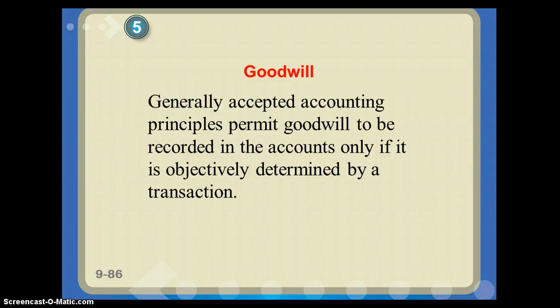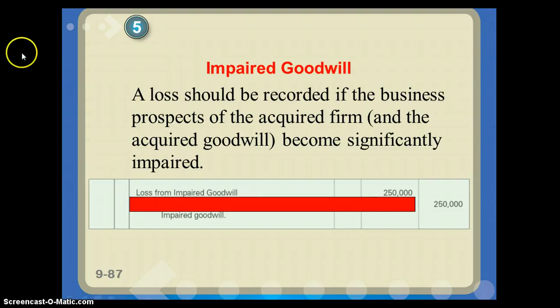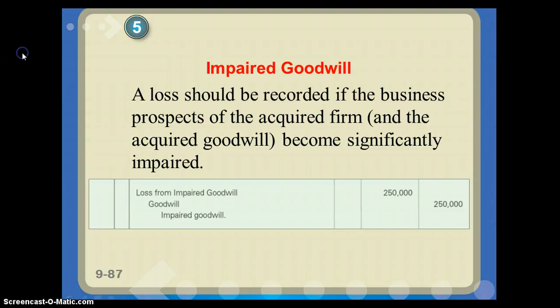GAAP permits goodwill to be recorded in the accounts only if it is objectively determined by a transaction. So we'll talk about this here. We've got a loss to be recorded if the business prospects of the acquired firm and the acquired goodwill become significantly impaired. So if for some reason our location changes, our reputation changes, our quality decreases, then we should record a loss on that. To do that, we can actually debit loss from impaired goodwill, and we credit goodwill. So the value of the goodwill has decreased, and the loss needs to be calculated in some way. There would be some sort of transaction to do that. It's just important that you understand the concept of that. You will not be asked to journalize goodwill.